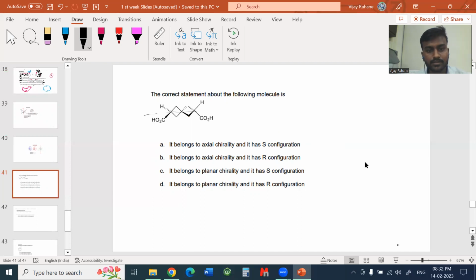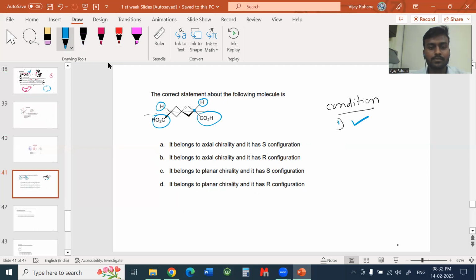What is the condition for axial chirality? The attached groups on the carbon atom should be different. So the first condition is satisfied, right? Two different groups. Whether they are the same or different on the other carbon, since it's axial chirality, this molecule is an axially chiral one, right? This one is the axis of chirality, and we need to understand its configuration. So we'll view the molecule. Let's view from this side.